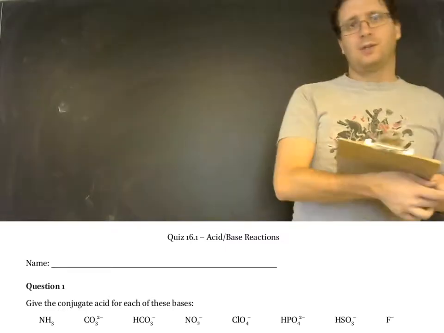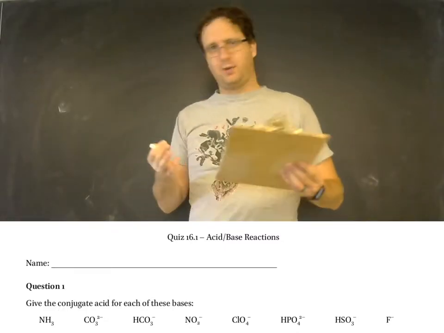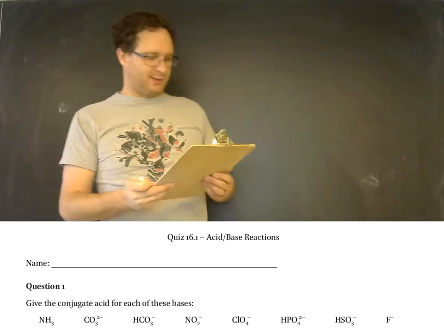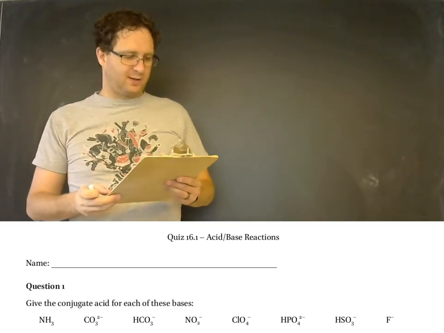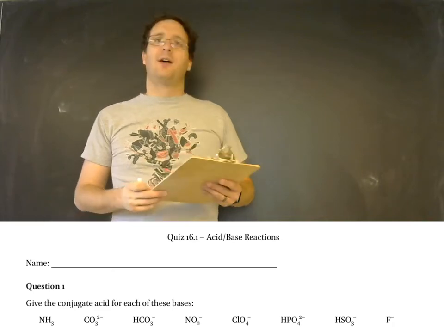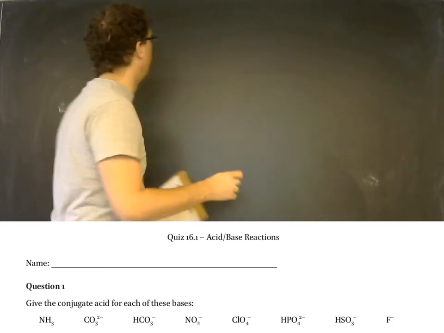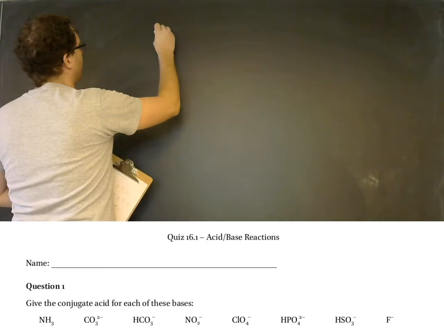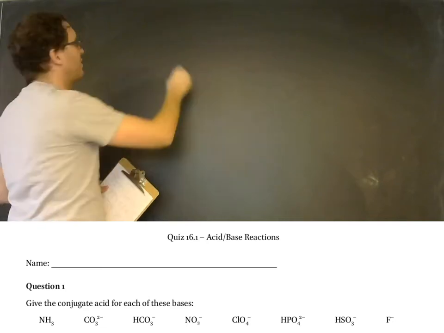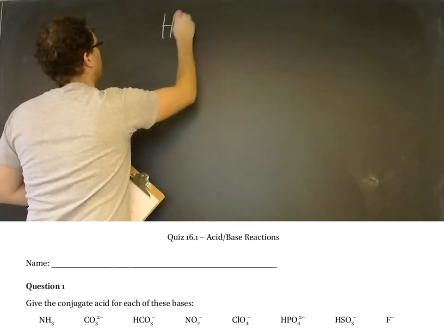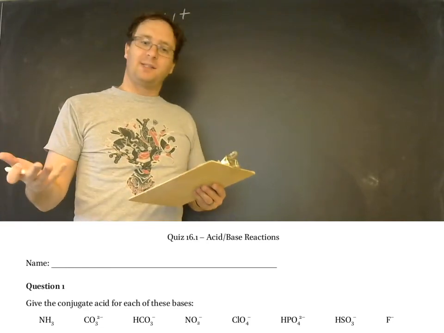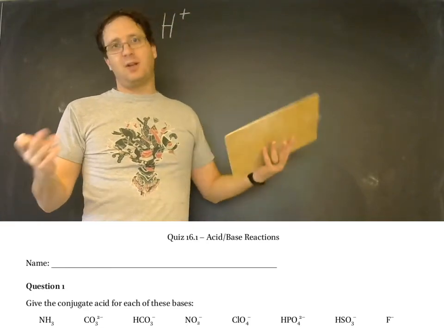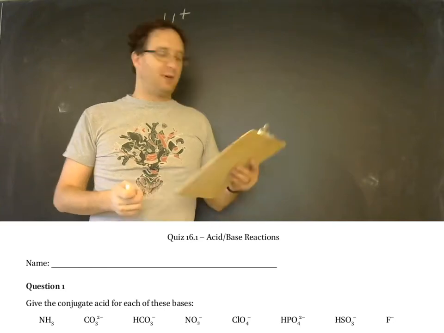Okay, quiz 16.1 is sort of a qualitative look at acids and bases. In the first question, we're asked to list the conjugate acid for each of these bases. And remember, the difference between the conjugate acid and the conjugate base is the presence or absence of an H+. So these are bases. We'll just put an H+ onto them, and that will be their conjugate acid.